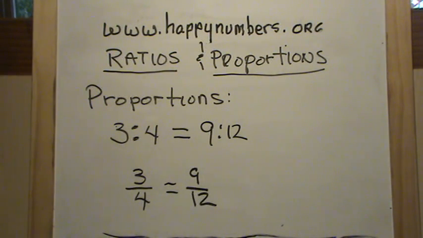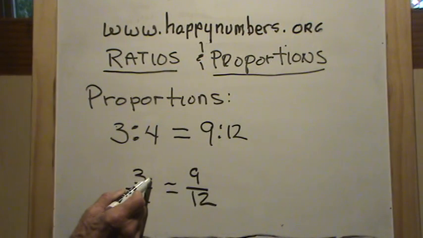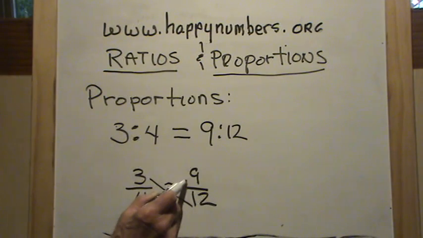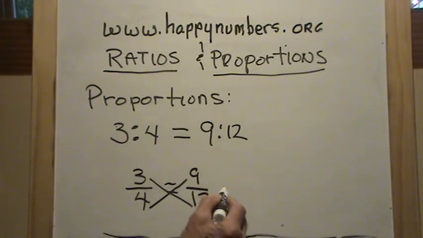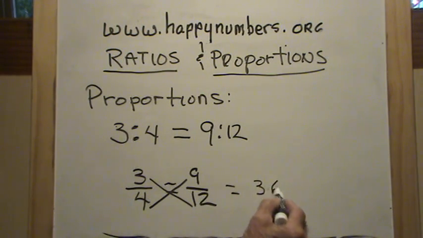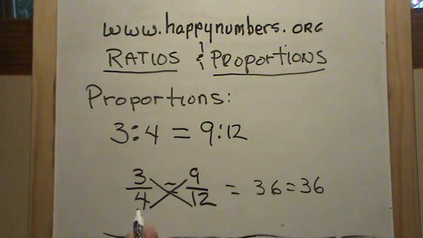And there's an interesting thing about proportions that allows us to solve problems. If we cross multiply, in other words, if we multiply this numerator times that denominator, and if we multiply this denominator times that numerator, we'll get equal answers. So 3 times 12 is 36. 4 times 9 is 36. So if you cross multiply in a proportion, you'll get equal answers.